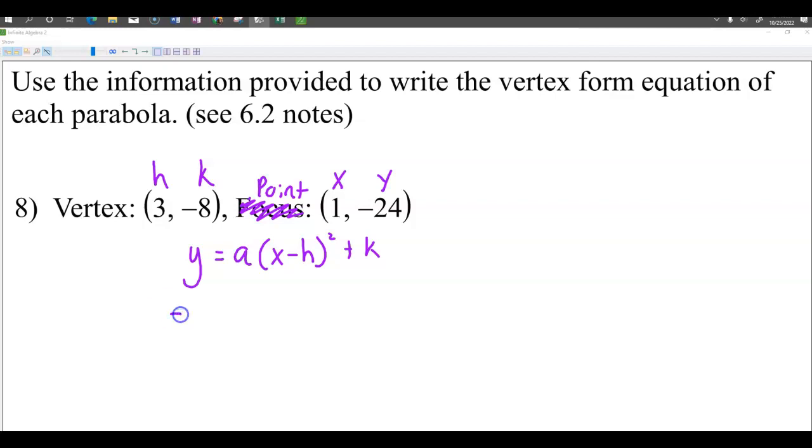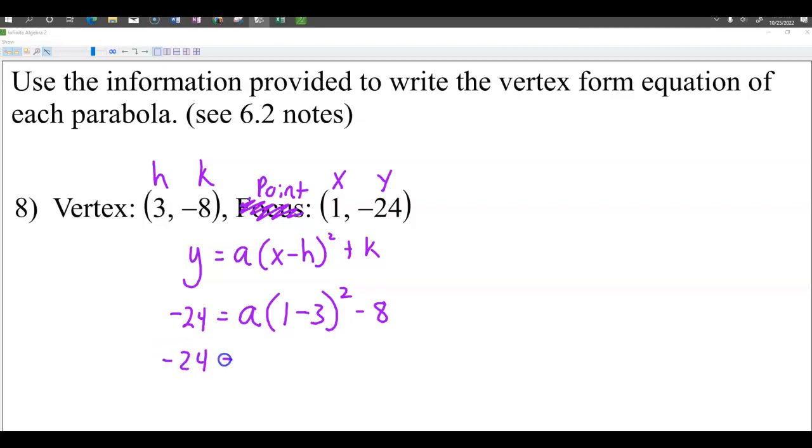So the random y value is negative 24. We don't know what the A is. The random x value is 1. The H value is 3. The K value is negative 8. And then from there, what we're going to do, so that's step 1. Step 2 is to solve for A.